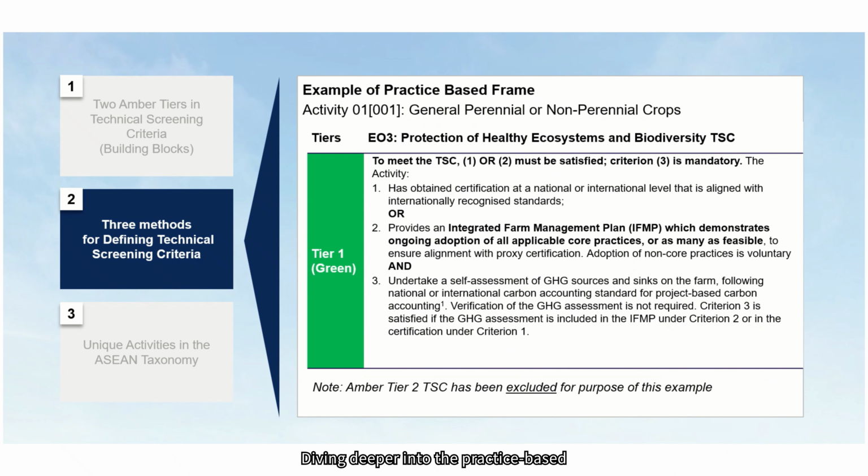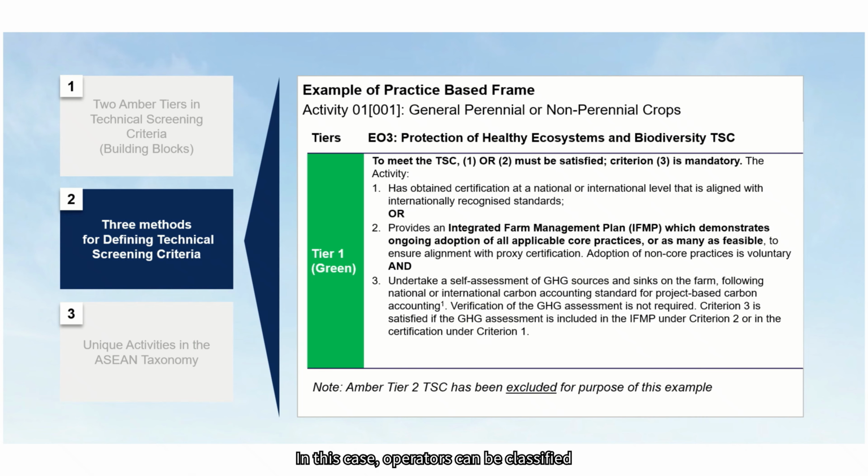Diving deeper into the practice-based method, it is especially relevant in the agriculture, forestry, and fishing sector. For example, under Activity 01001, General Perennial or Non-Perennial Crops, a practices pathway has been developed as an alternative to the certification pathway. This provides flexibility and accessibility, particularly for small-scale holders, while still encouraging the adoption of best practices.